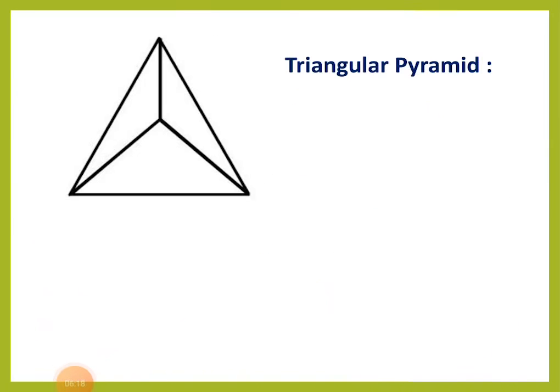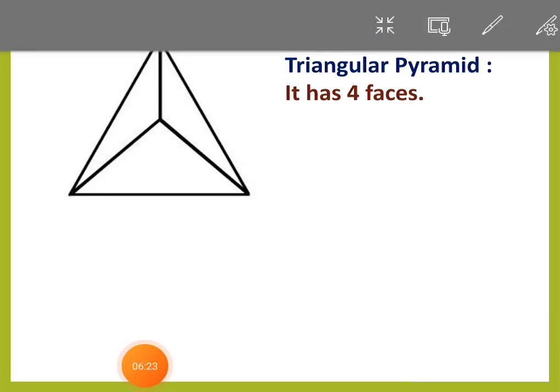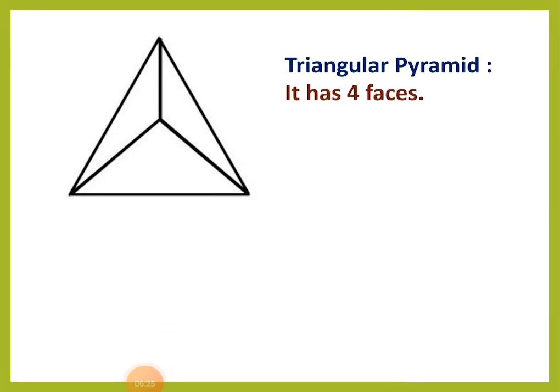Now let us discuss this triangular pyramid. Children, in this triangular pyramid we have a total of 4 faces, as you can see through the figure also. This is the base face, and this is the side face, and this is the left side face, and when you see here this complete face, this is the triangular face for the front side. So total 4 faces we have in a triangular pyramid.